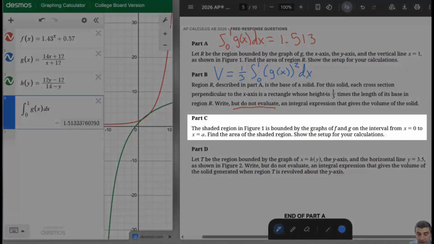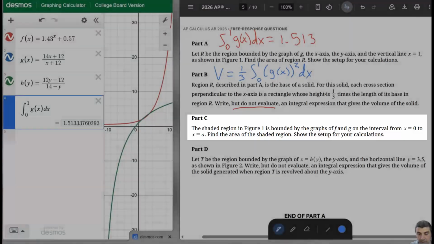Part C: the shaded region in figure 1 is bounded by the graphs of f and g on the interval x equals 0 to a. Find the area of the shaded region. Show the setup for your calculations.